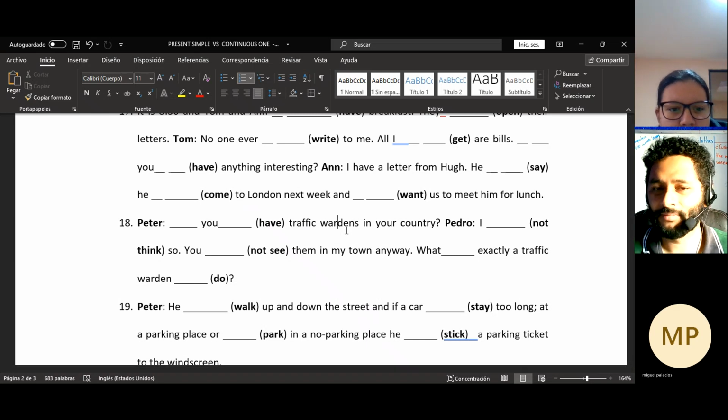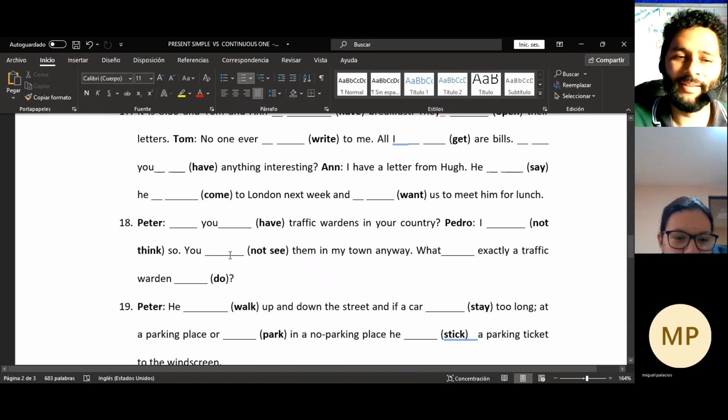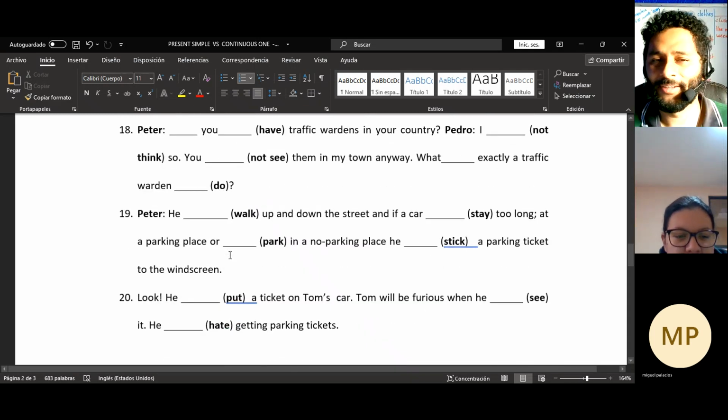Do you have traffic wardens in your country? I don't think so. You don't see them in my town anyway. What exactly does a traffic warden do?